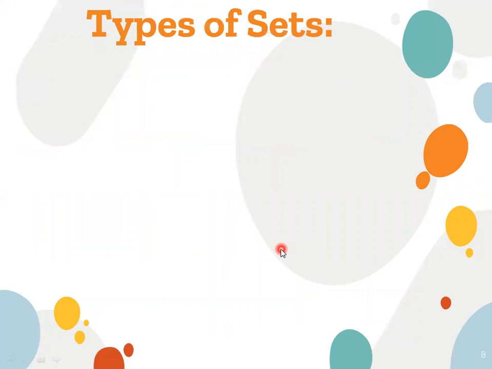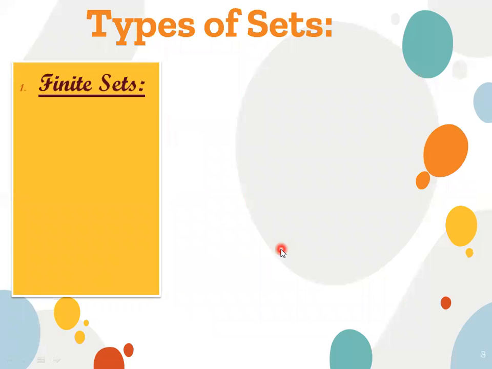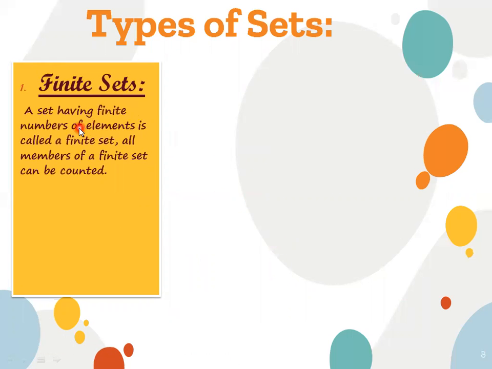Now, types of sets. What are the types of sets? The first type of set is the finite set. What is a finite set? A set having a finite number of elements is called a finite set. All members of a finite set can be counted. Means if you have a set in which the members can be counted, you will say that it is a finite set.